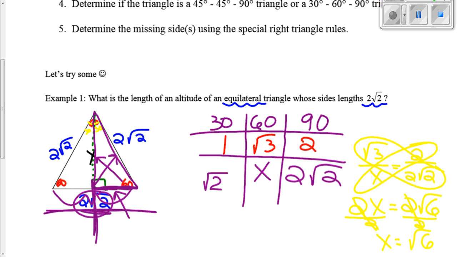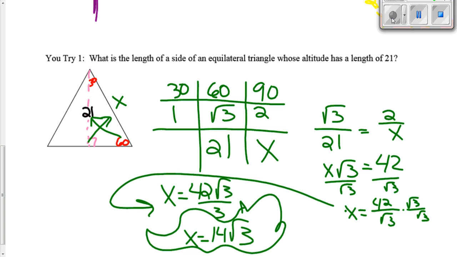It says try. If you're not sure, that's when you bring your questions to class, but you don't know if you know it if you don't try. So please pause the video and try this one on your own. All right, go ahead and take a look. The answer is 14 radical 3. It's in my really pretty bubble.